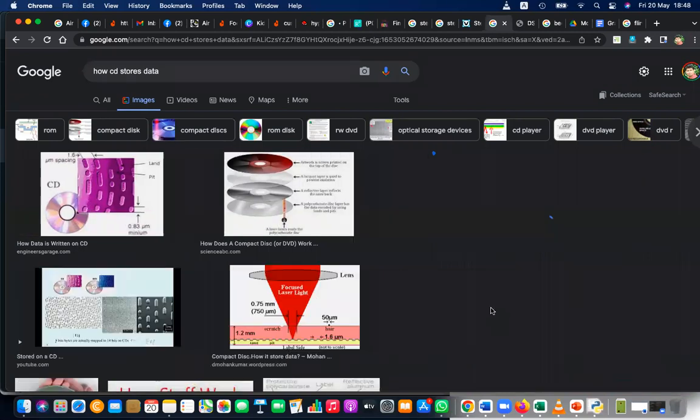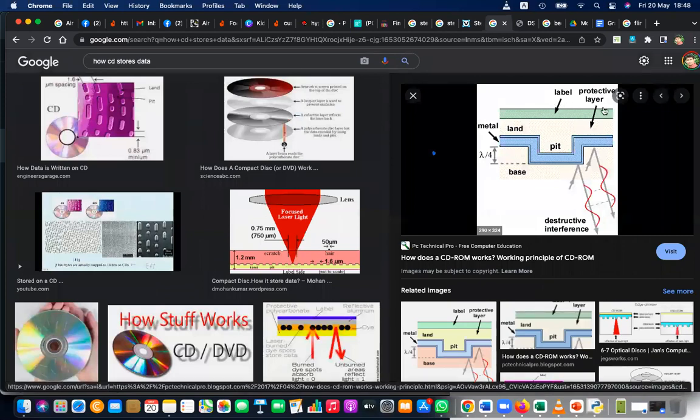Right, the first layer, the top layer, is the label or the lacquer protective layer. The second layer is the aluminum layer or metal layer. Then the bottom layer is transparent plastic or polycarbonate. That is the third layer.